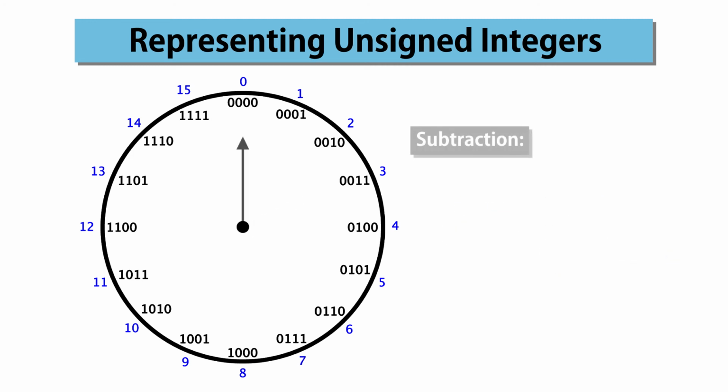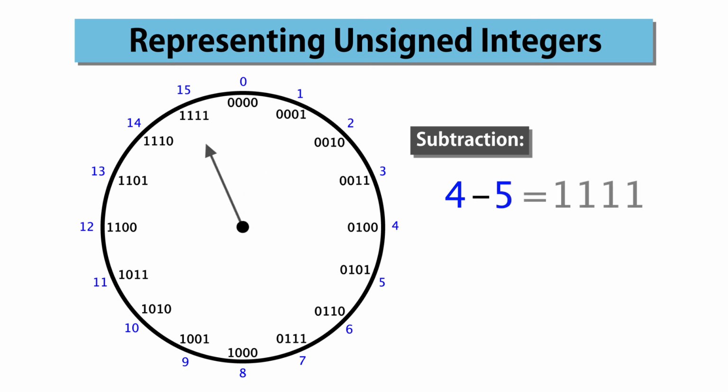Finally, suppose we're subtracting instead of adding. Let's compute 4 minus 5. Subtracting a number means moving that many places in the counterclockwise direction on the number wheel. We first go clockwise 4 positions, and then we go counterclockwise 5 positions to represent the subtraction of 5. That takes us to 1111, or 15.